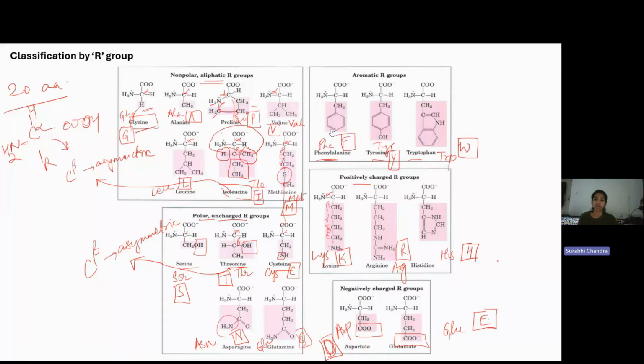Then if we come to phenylalanine, PHE or capital F, tyrosine, TYR or capital Y, tryptophan, TRP or W. Then you have lysine, LYS, the one letter code is K, arginine, ARG, one letter code is capital R, histidine, HIS or capital H, and then serine, SER or capital S, threonine, THR or capital T, cysteine, CYS or capital C, asparagine, ASN or capital N, glutamine, GLN or capital Q, and finally these two acidic, negatively charged amino acids, aspartate or aspartic acid, represented as ASP or capital D, and glutamate or glutamic acid, GLU or capital E.